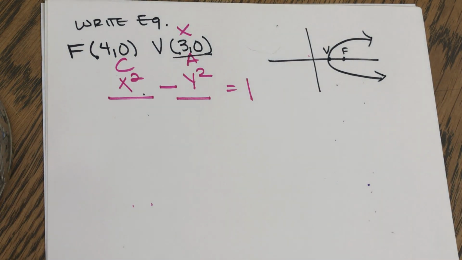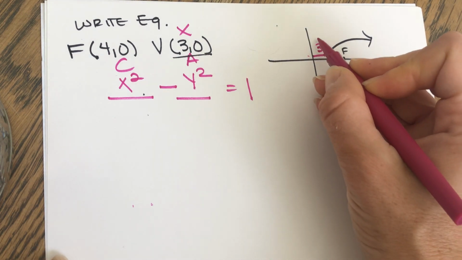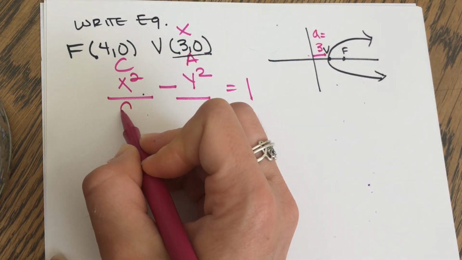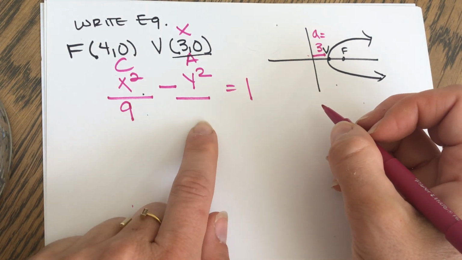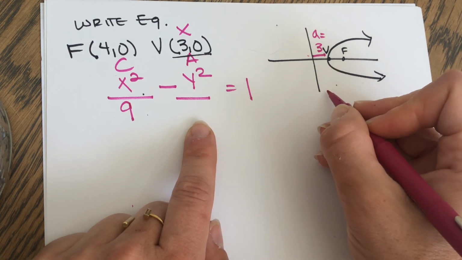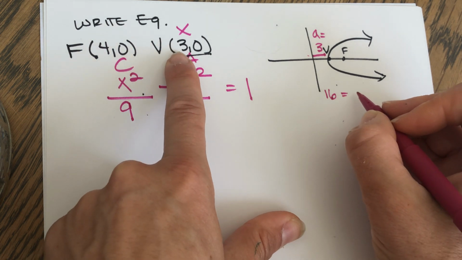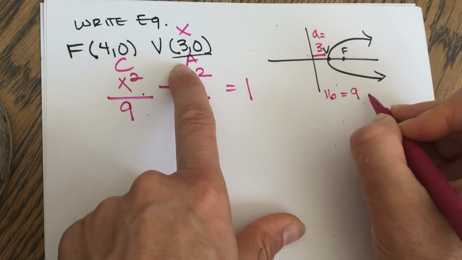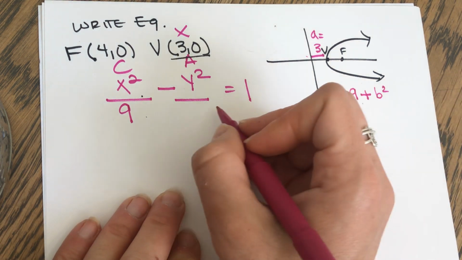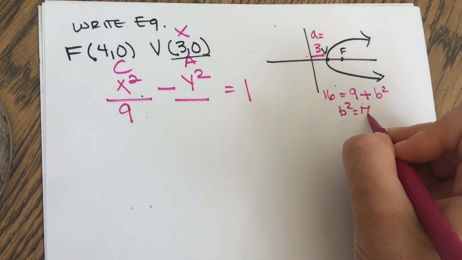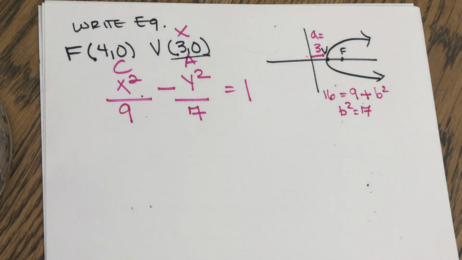Well, that's an easy one now because a squared is following it. So if this is 3 for a, then this is 9. That's easy. Now let's find my b because I have c. So we have c squared, so 16 equals a squared, which is 9, plus b squared. So you get b squared equals 7. There you guys go. That was pretty fast. That was easy, thank God.